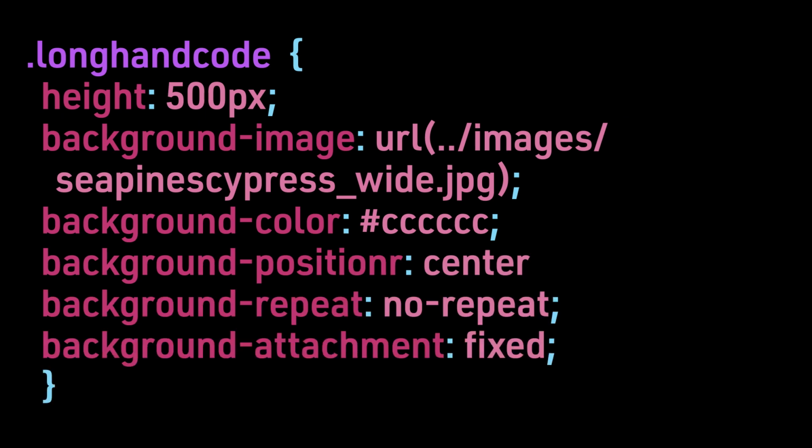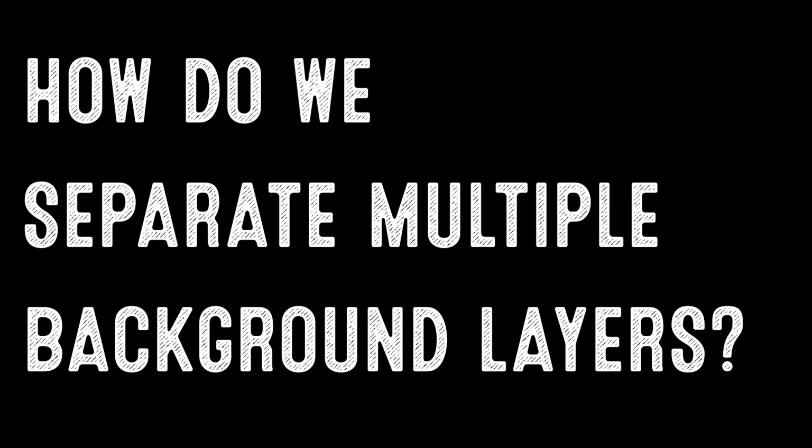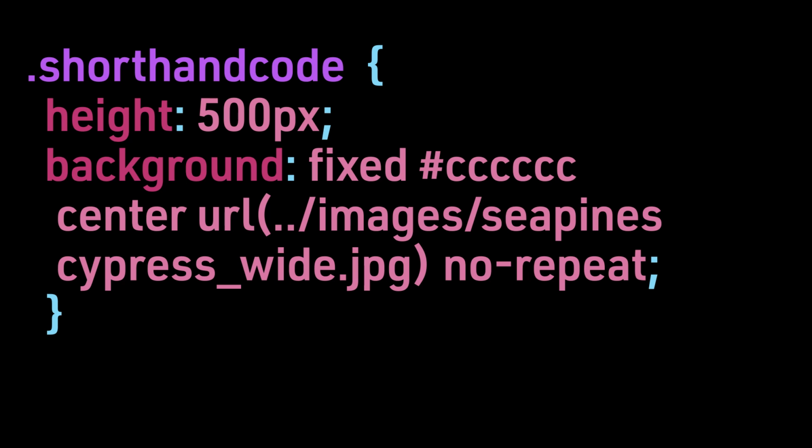Working with previous examples, let's see if we can clean up the code. Here's the CSS from a previous example. Height is modified for the layout of this demo page. And now the same CSS using our shorthand. How do we separate multiple background layers? As you can see, we have reduced the amount of lines of code to achieve the same result.